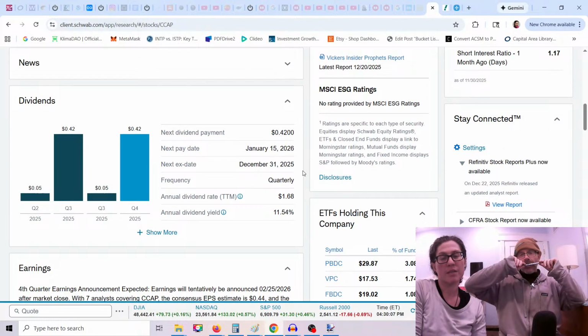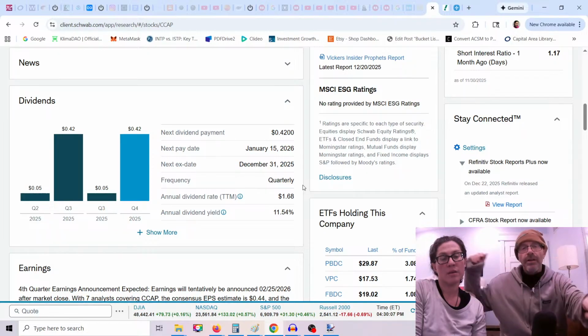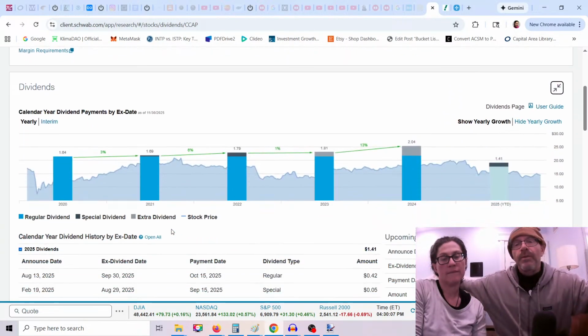Okay, 42 cents. That's quarterly. 42, but it has a special dividend. Oh, no, it doesn't. Click on show more. I'm going to show them real quick. If you go into show more, anytime in Schwab, you can go down here to the dividend.